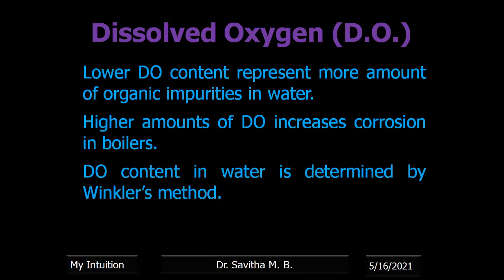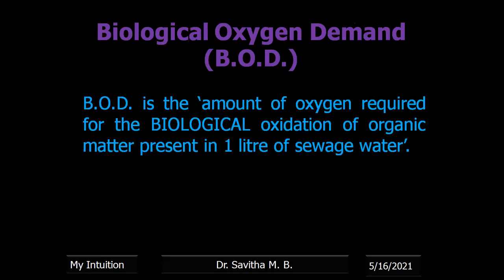Dissolved oxygen content in water is determined by Winkler's method. It's a method where we use manganese sulfate and manganese hydroxide. We will be precipitating out and finding out the dissolved oxygen. Next is biological oxygen demand.